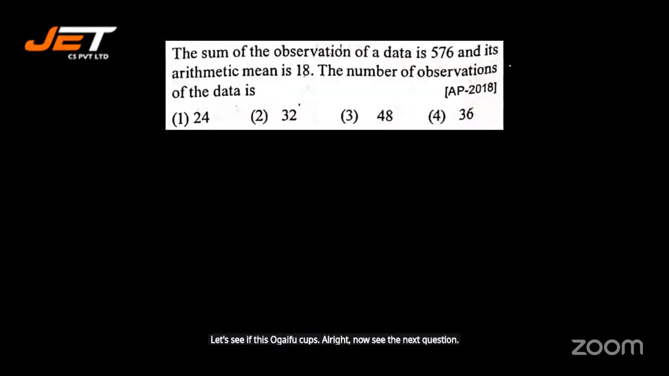The sum of the observation of a data is 576 and its arithmetic mean is 18. The number of observation of the data is dash. So 576 by x is equal to 18. Right? So find out x. See, I have given you the answers also.